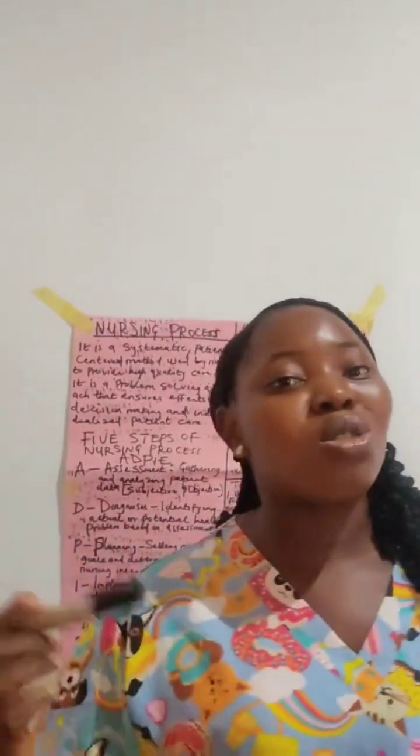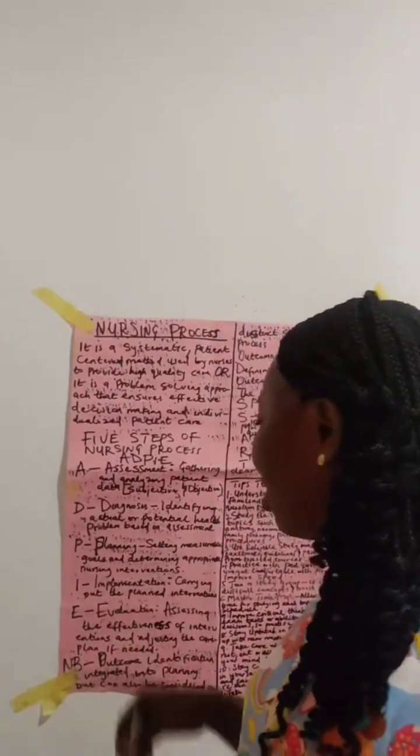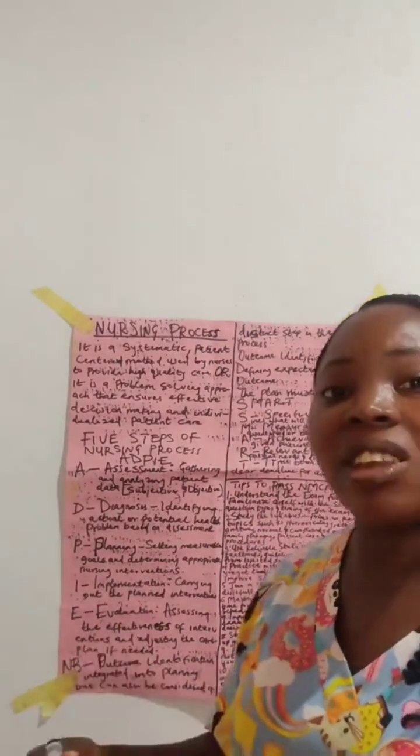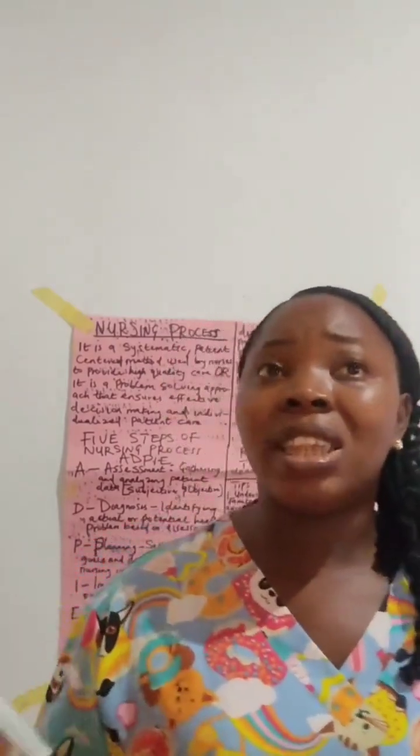In implementation, you now carry out what you said you are going to do. E, which is evaluation, now is assessment of the effectiveness of this nursing intervention and adjusting it if necessary. Maybe you've done everything, you've carried out all the nursing interventions and none seems to work. Maybe you now resort to, okay, let me give this patient an antibiotic drug.